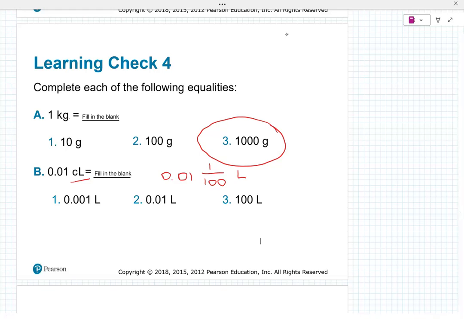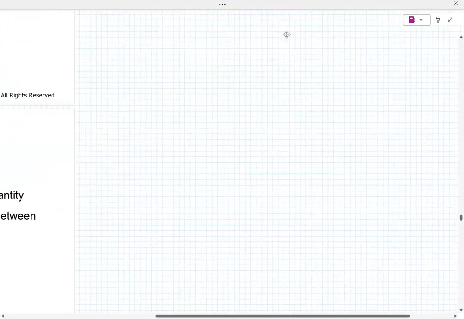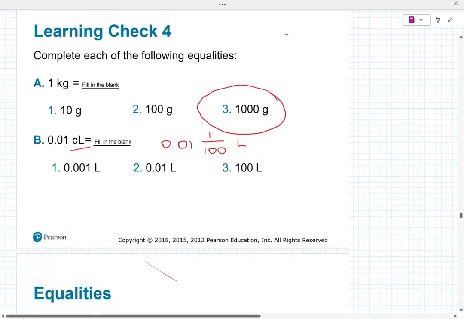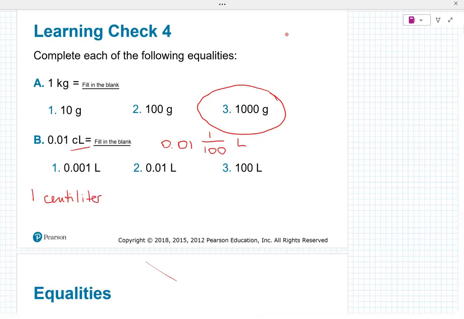I see some confused faces. I'm going to expand it. So 1 centiliter is the same as 1/100th of a liter. Agreed? Is the same as 0.01 liter. Okay?